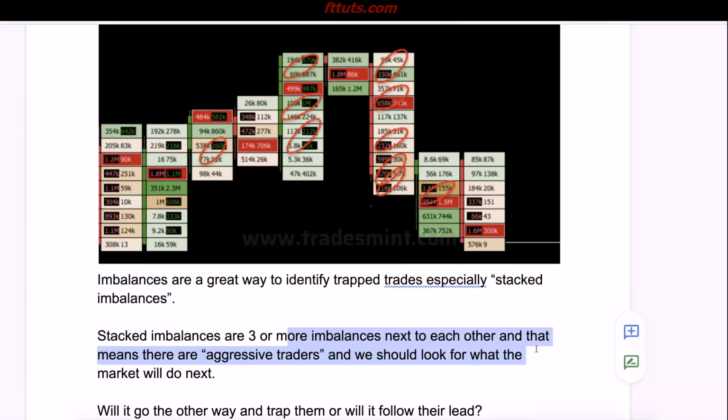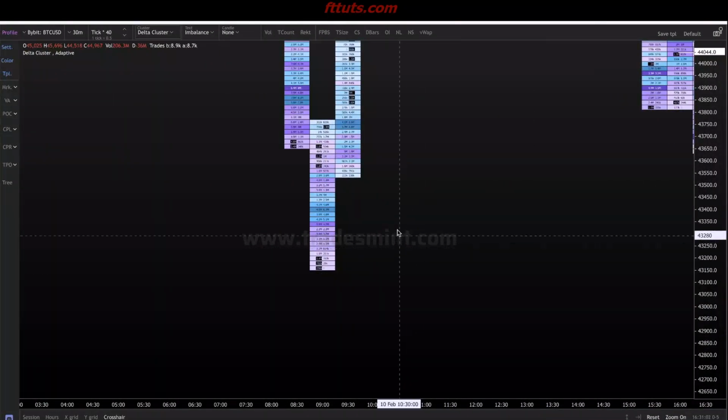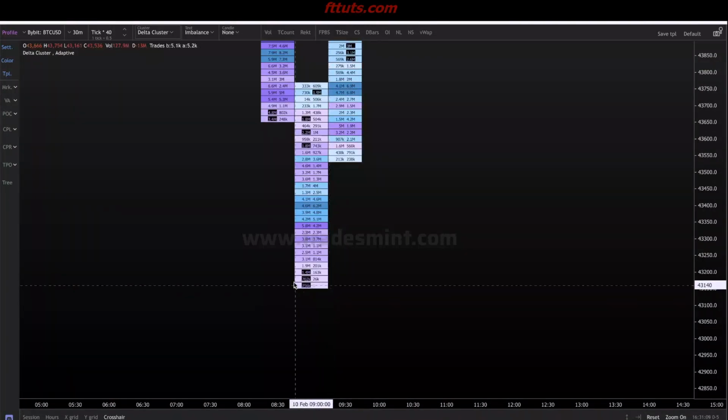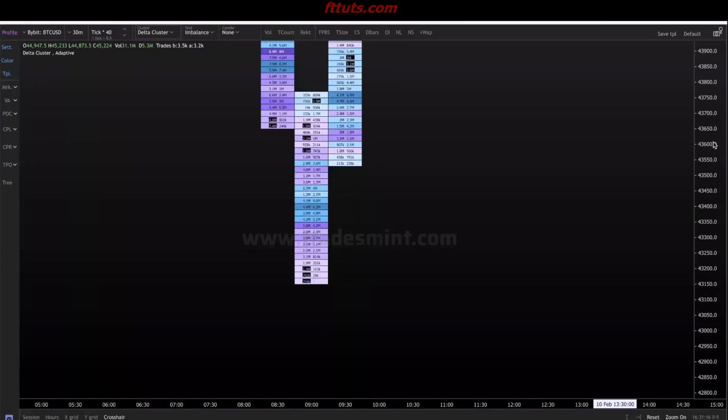And when we see aggressive traders, we need to be very careful and look to see what the market wants to do next. Now, look at this right here. We had aggressive traders shorting down here, stacked imbalance, and then all of a sudden we see a move contrary to that. What does this tell us? It's basically telling us that these shorts were absorbed. These market shorts were absorbed by limit buys.